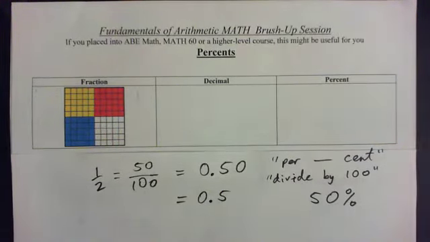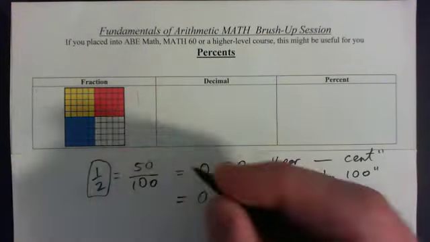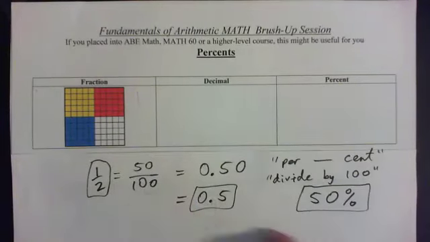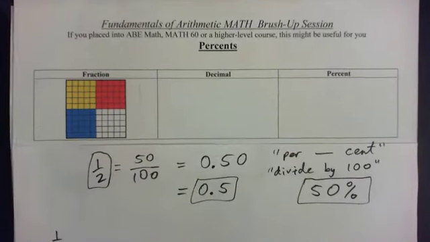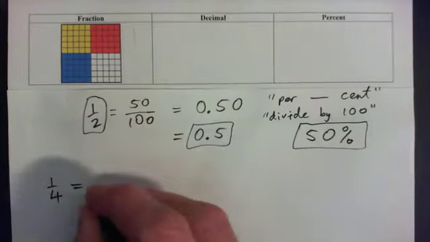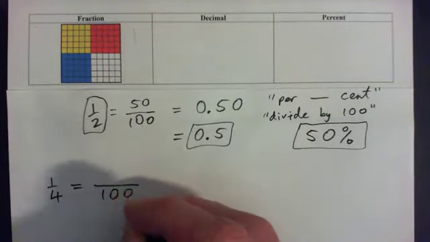So that is 1/2. Here's the fraction, here's the decimal, here's the percentage. Do you understand that? So I'd like you to take a look at 1/4. What is 1/4? How many little squares out of 100?